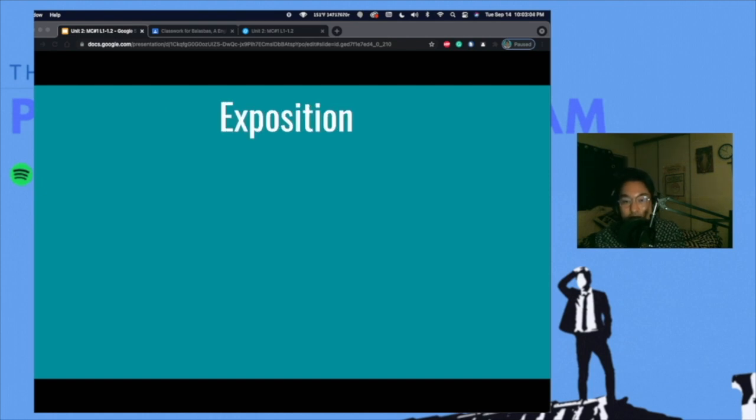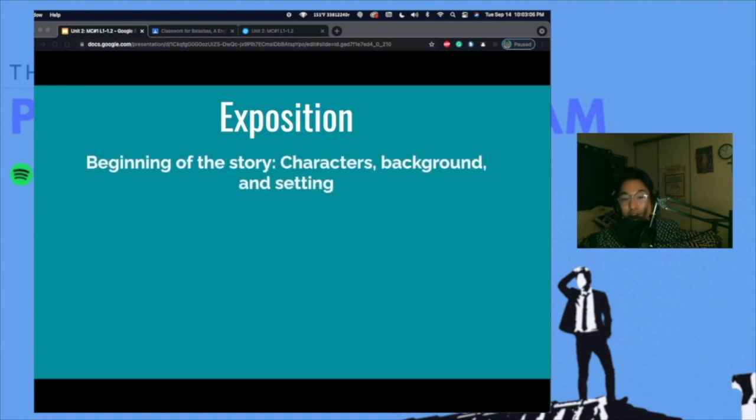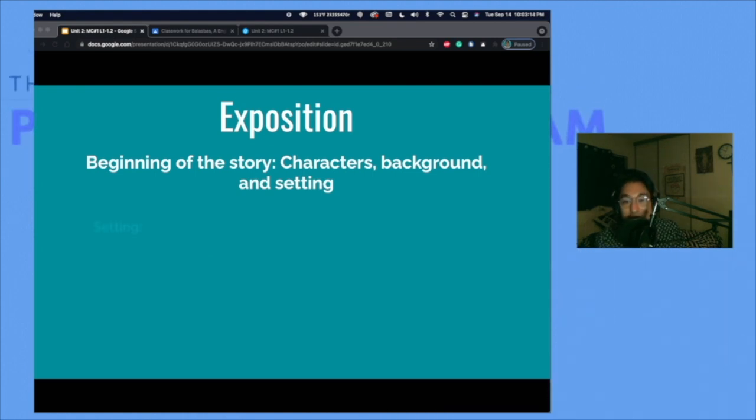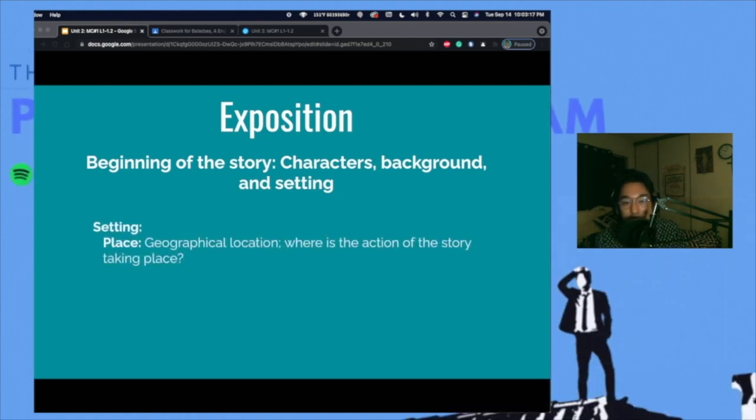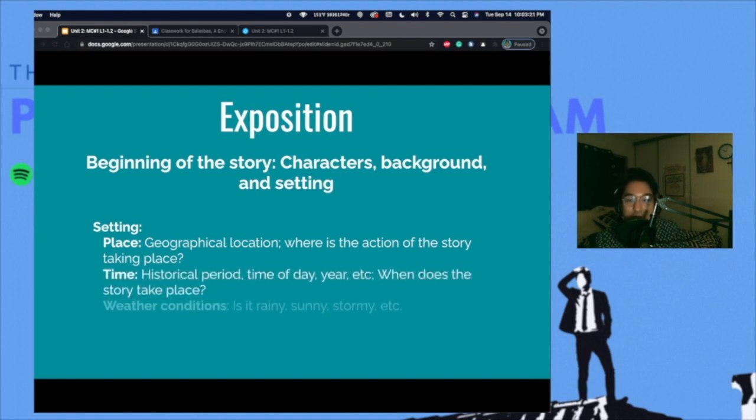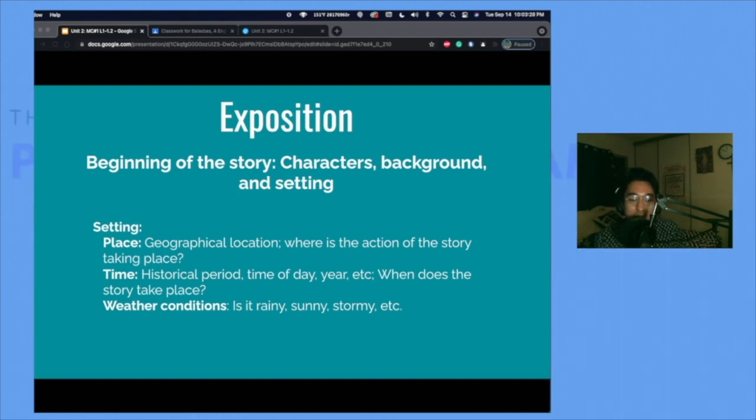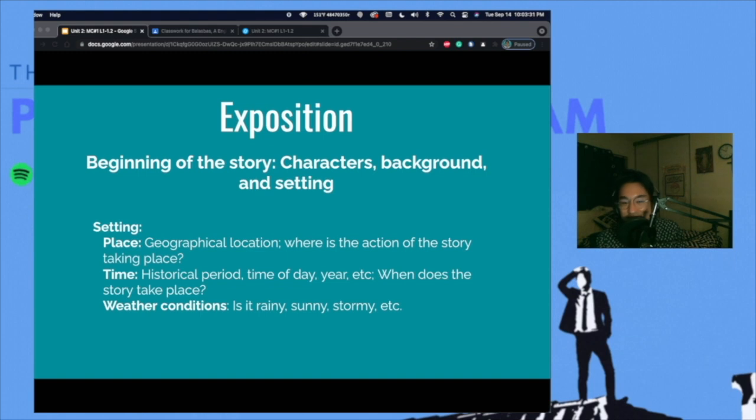This is the beginning of the story, where you'll find introductions to characters, descriptions, or details of the setting and background of the story. This could include place, geographical location, this could include time, this could include weather conditions, and that could be wherever the story is taking place, whatever time, whatever year, and if it's sunny, rainy, how does that change things, or what does that tell us about the context of the story?